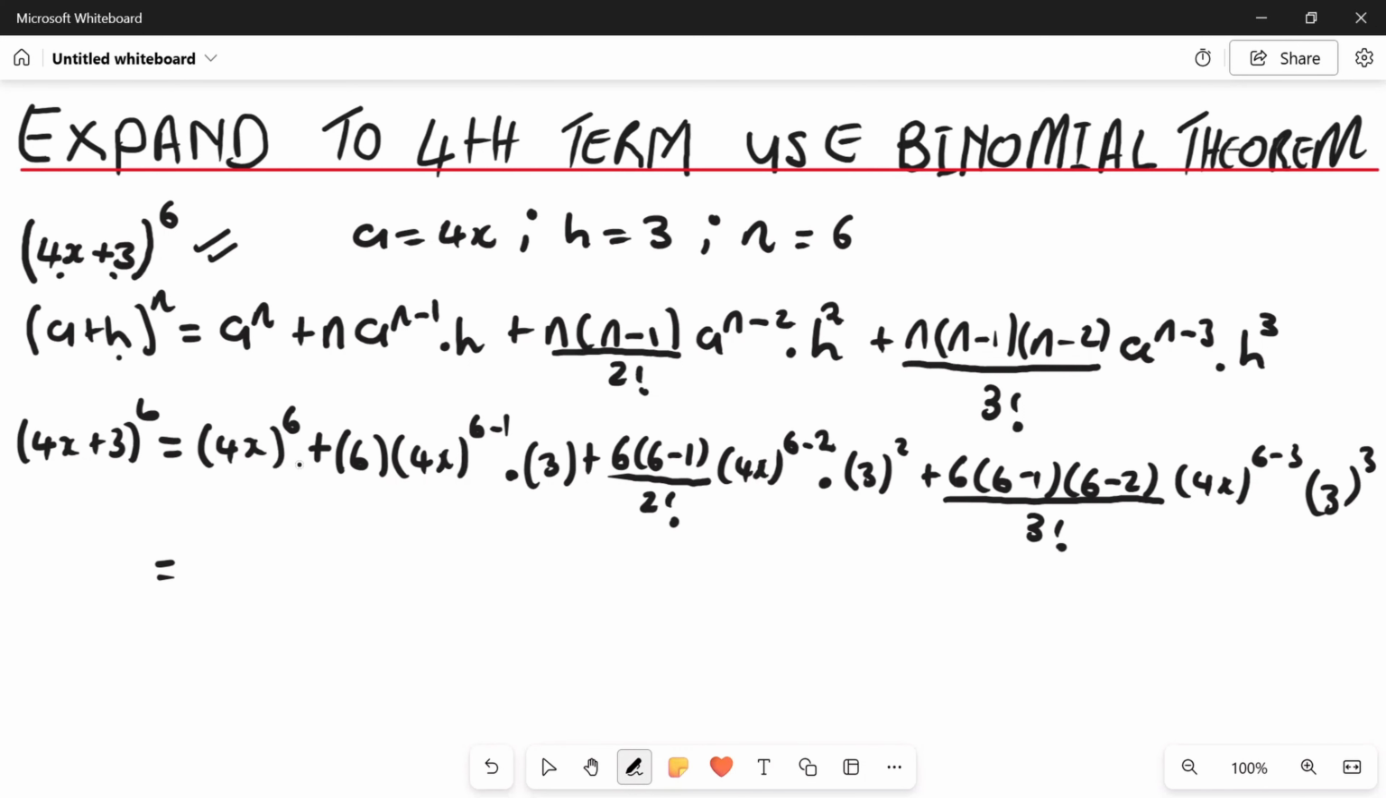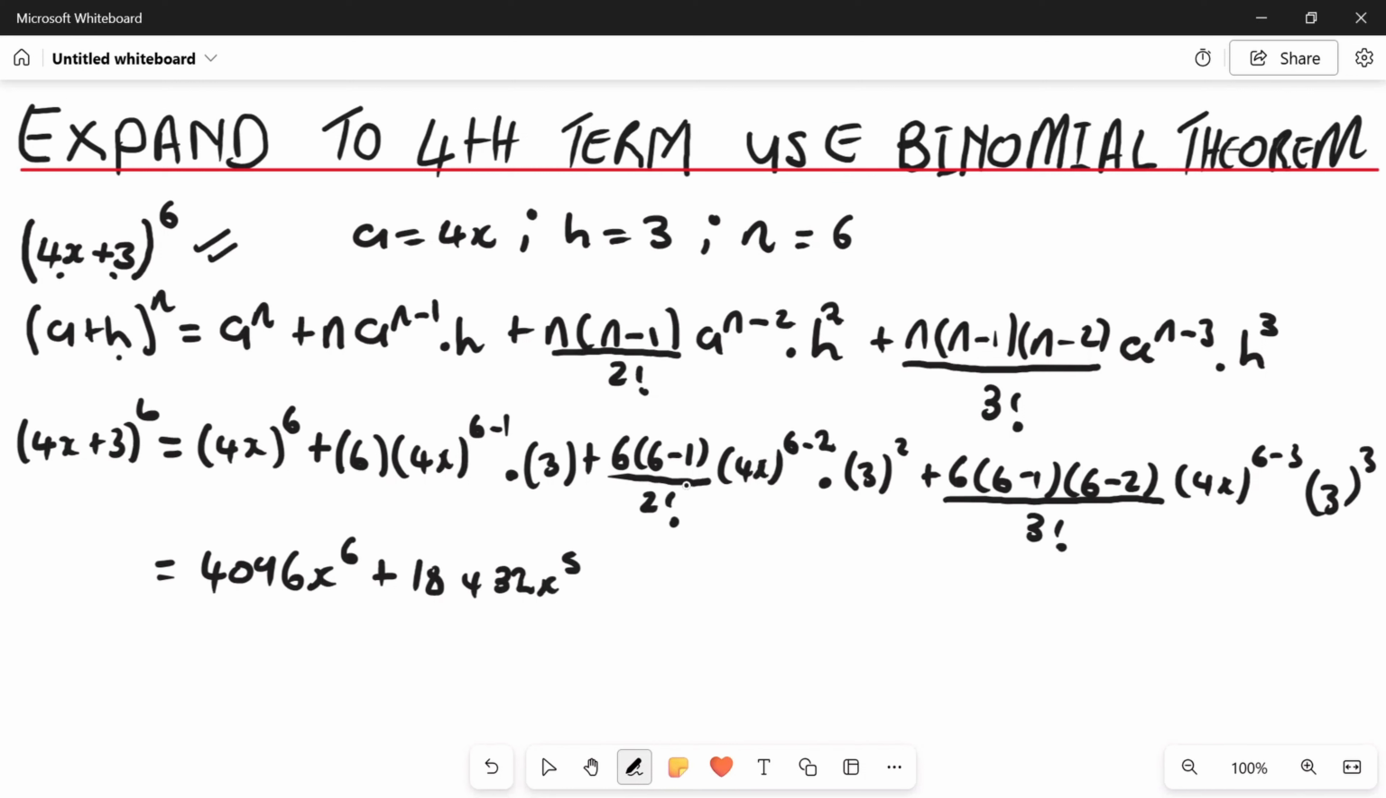Okay, now the next step, we simplify each and every term further. Right, so we have the first term, which is 4x to the power of 6. So if you put that on your calculator, you will have 4096x to the power of 6. This is our first term. Now our second term, we say plus, we have 6 multiplied by 4x to the power of 6 minus 1 multiplied by 3. This is going to give us 18432x to the power of 5. All right, so this is our second term.